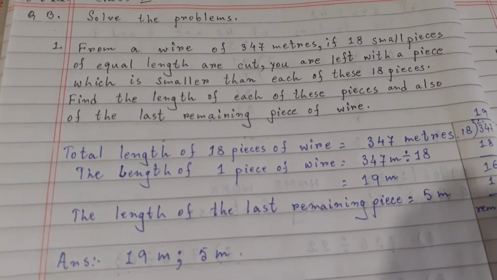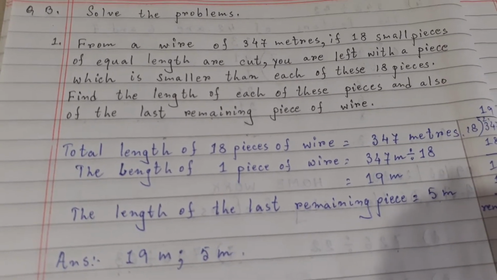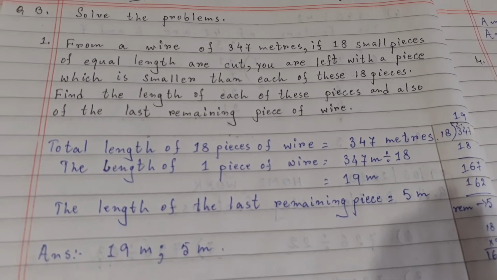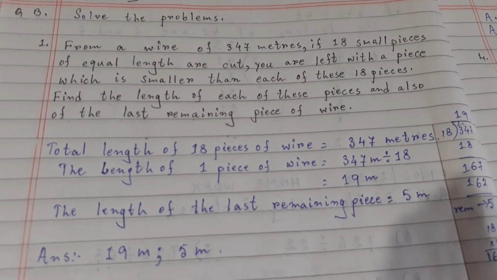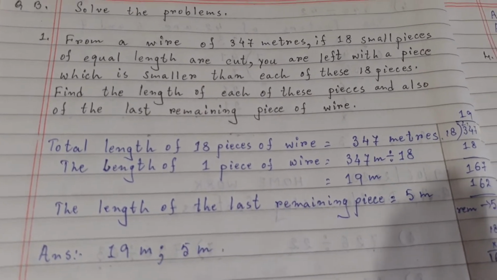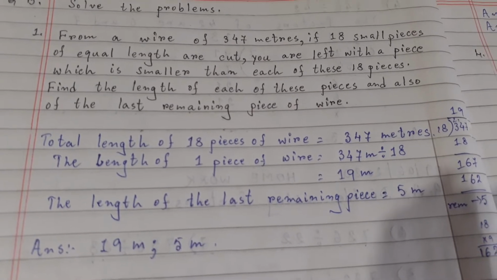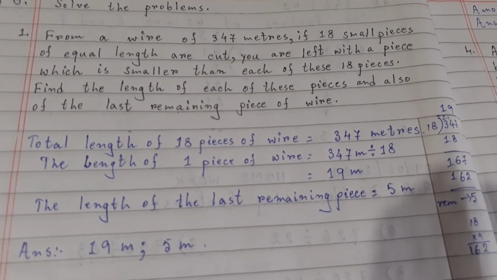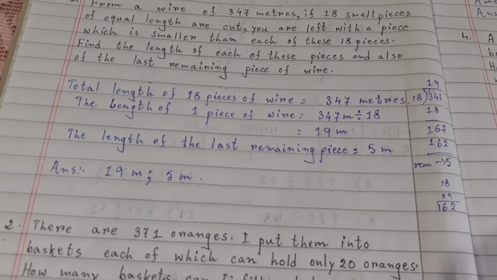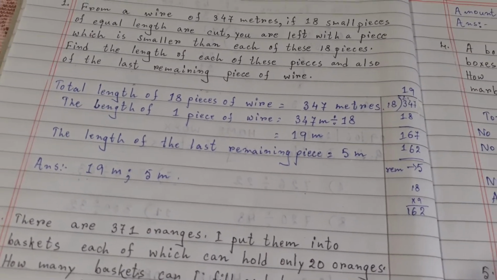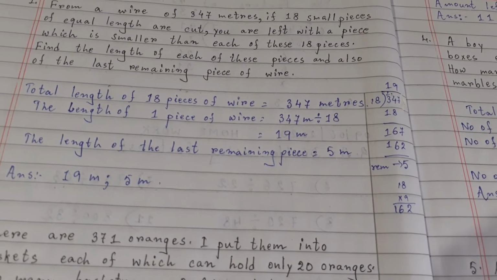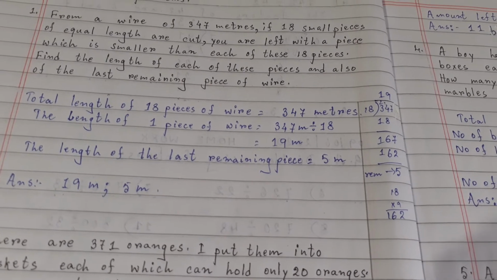So at first you will write total length of 18 pieces of wire equal to 347 meters. Length of one piece of wire we have to find out. So we will divide 347 meters by 18. In rough you will do the division. And the quotient we got 19 and the remainder we got 5.